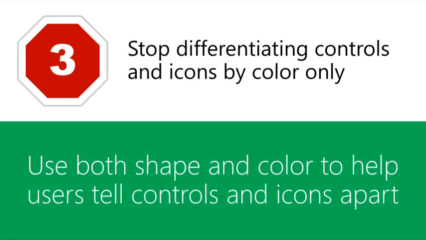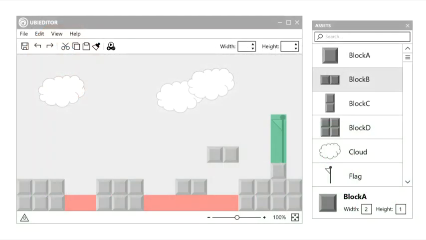But if we follow the tip, stop differentiating controls and icons by color only, and use both shape and color to help users tell icons and controls apart, then we can help users tell the zones apart, regardless of color blindness, the enabled state, or reflections.